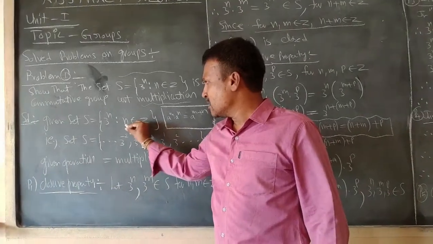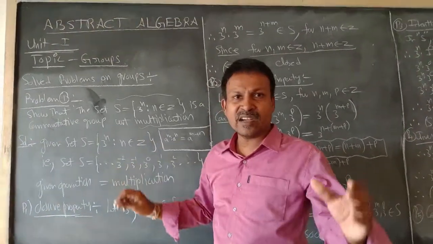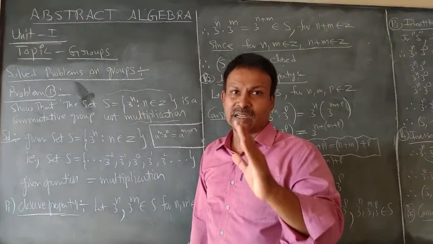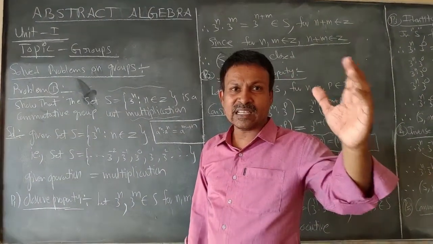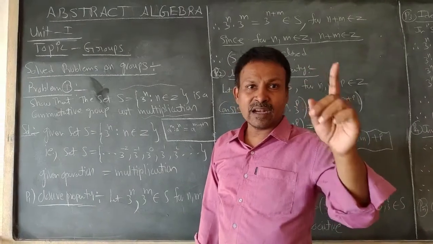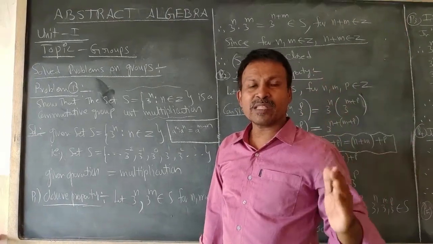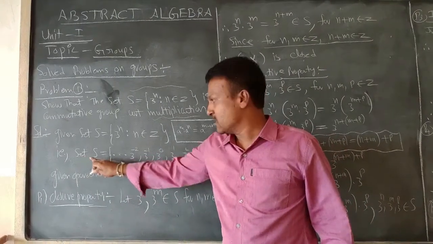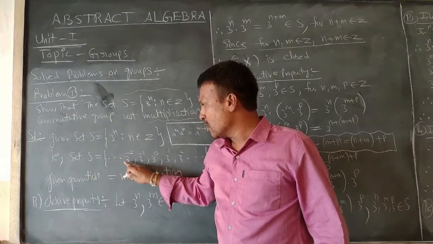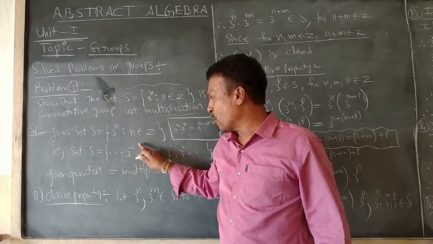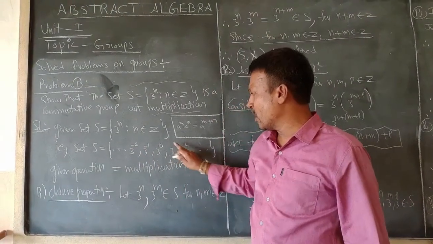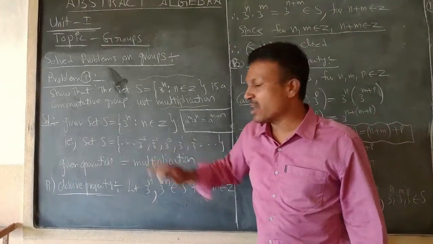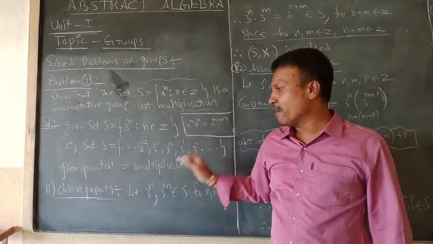Right. Therefore, let us take the set of integers. The set of integers consists of negative integers, positive integers, and a neutral integer. Right. If I substitute all those integers in place of n in 3 power n, the elements of set S will be generated. Here I have generated the elements of set S. Set S equals so on, 3 power minus 2, 3 power minus 1, 3 power 0, 3 power 1, 3 power 2, and so on. So the elements of set S are generated and the given operation is multiplication.